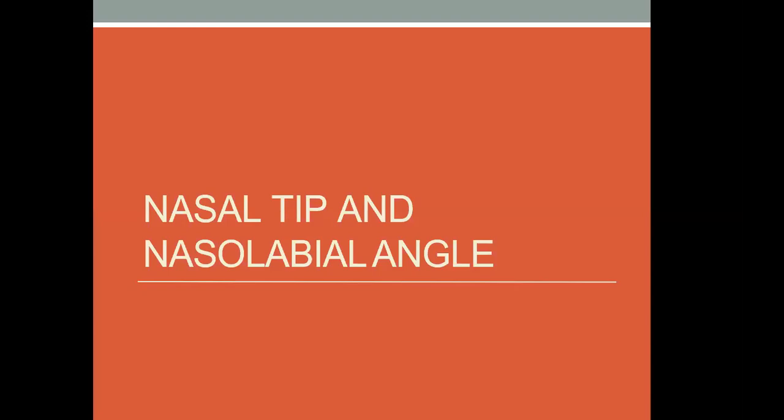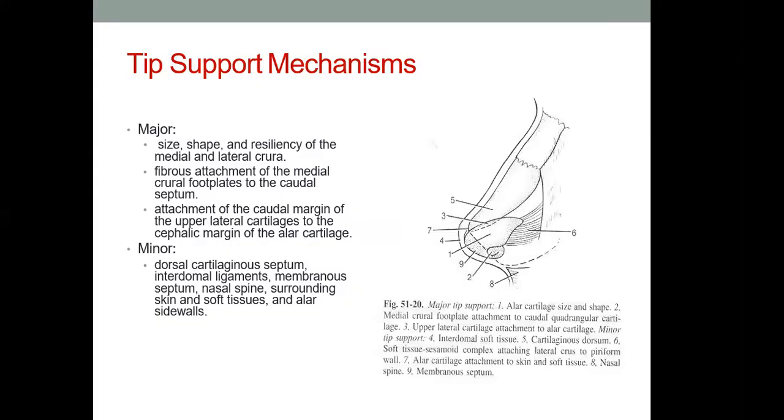Now I'll talk about the nasal tip surgery. As we know, we have support for the nasal tip, major and minor. The major three supports are, first, the medial and lateral crura. The second one is the medial crura attached with the caudal septum. Also, the attachment of the caudal margin of the upper lateral cartilage to the cephalic margin of the alar cartilage.